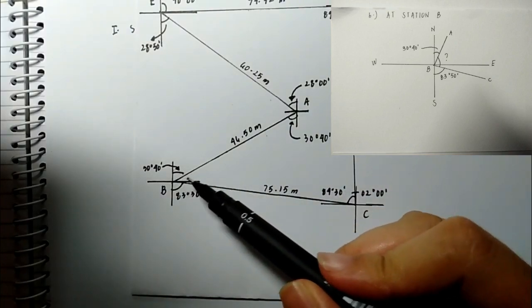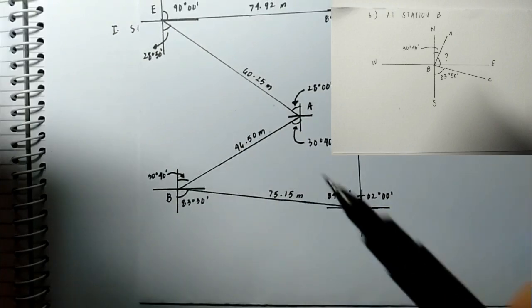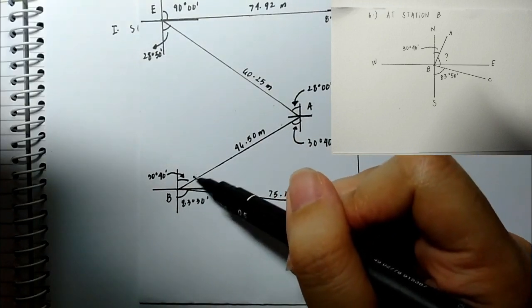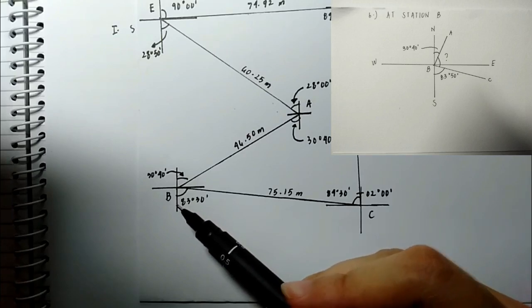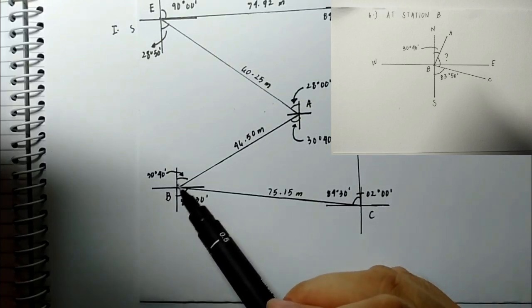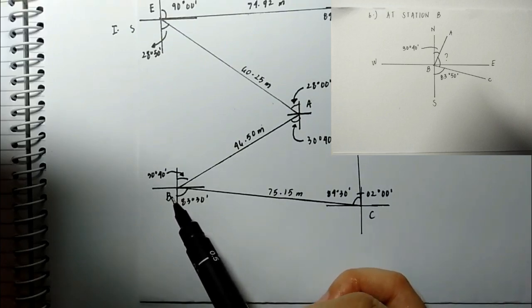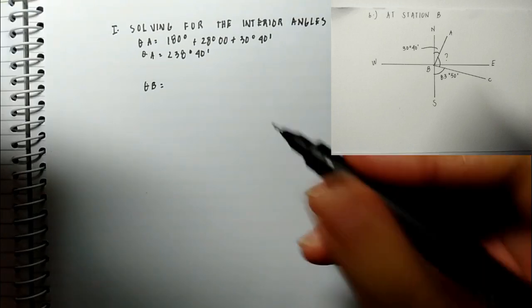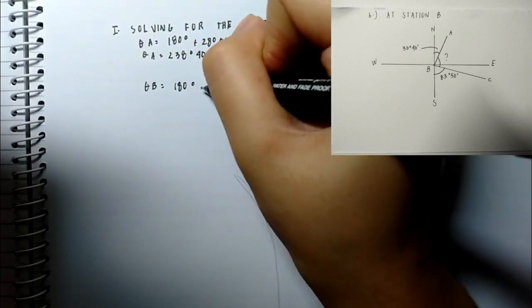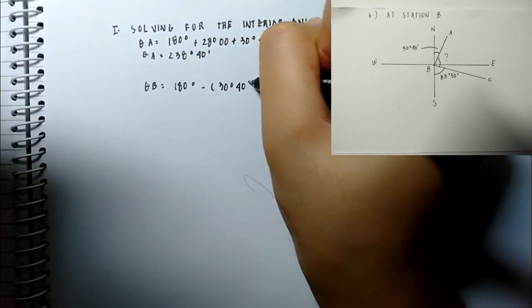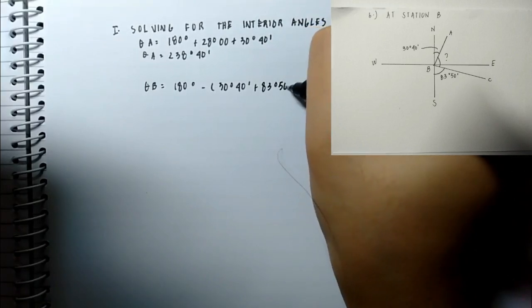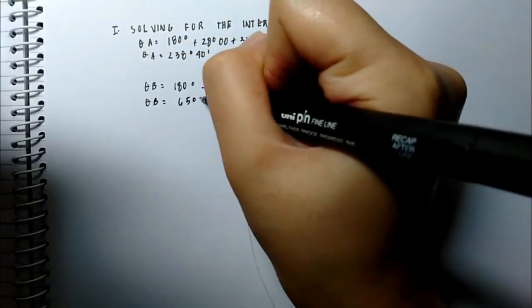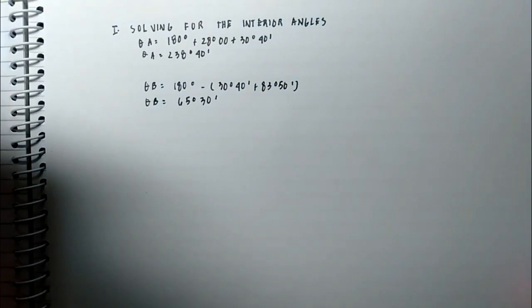So paano yan? Kailangan nating hanapin dyan yung ito naman, yung interior na yan. Paano natin magagawa yan? Kailangan syempre natin itong line na to, diba yan yung BA, and yung line na to ay yung BC. So, ang gagawin natin dyan, katulad nung nauna, pero i-minus lang natin. So, ang answer niya ay magiging ito, 65 degrees and 30 minutes. So, yan yung interior angle ng B.